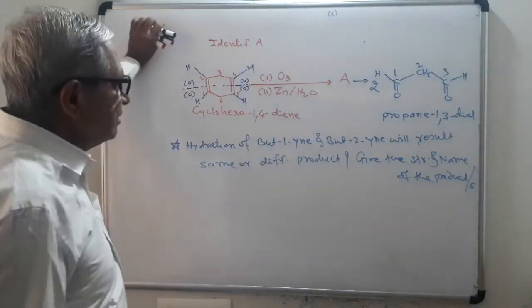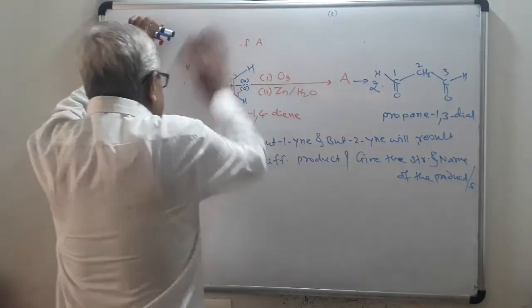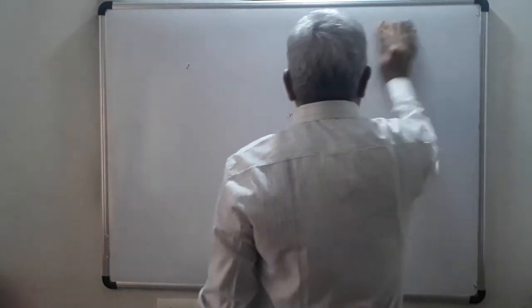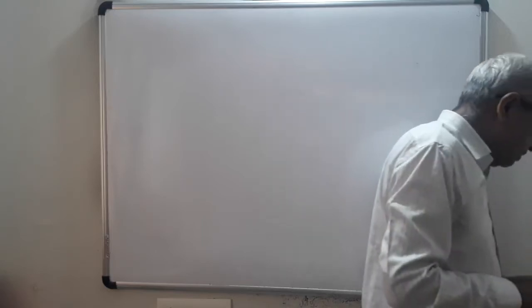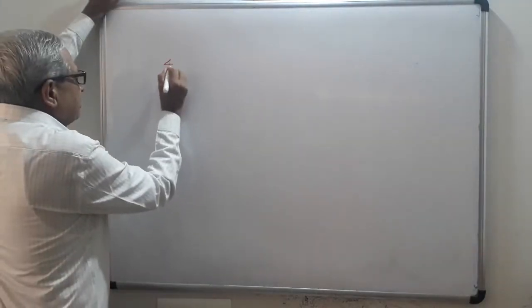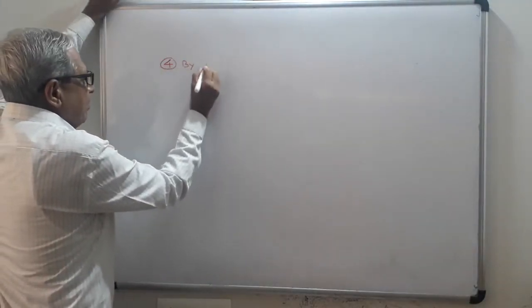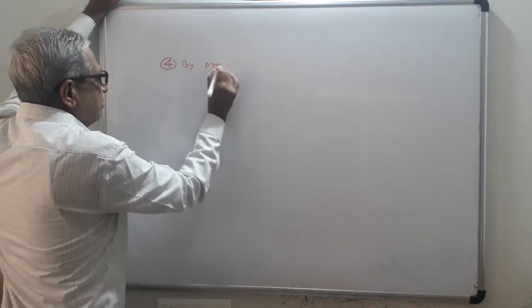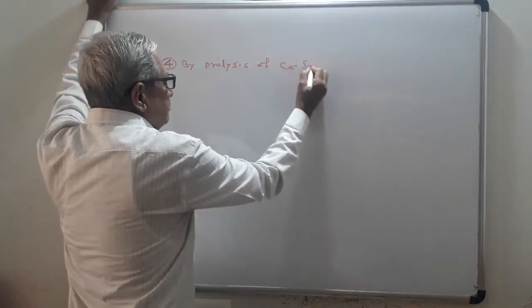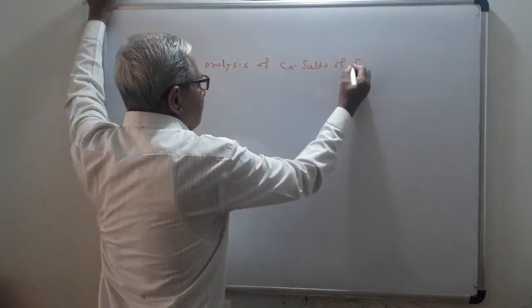So we completed the JEE and NEET questions here. Now we are going to start the next method. This is method fourth, by pyrolysis of calcium salts of fatty acids.